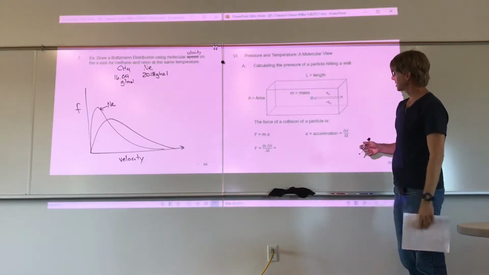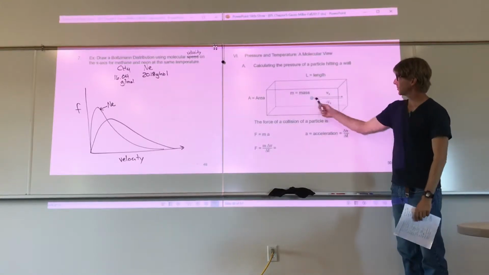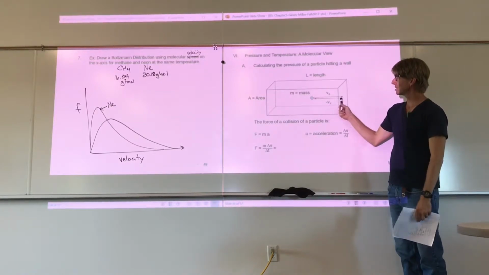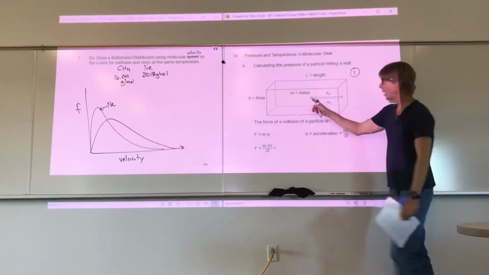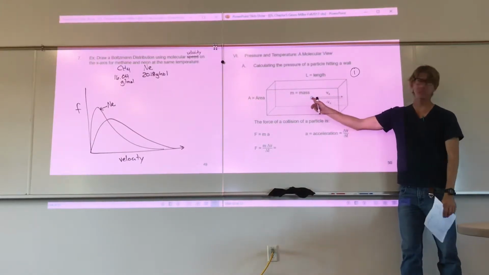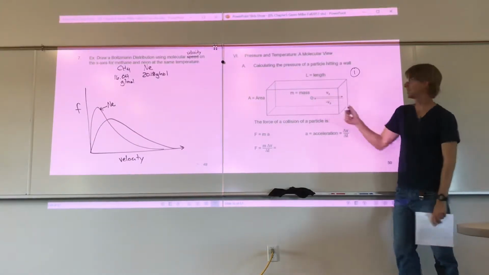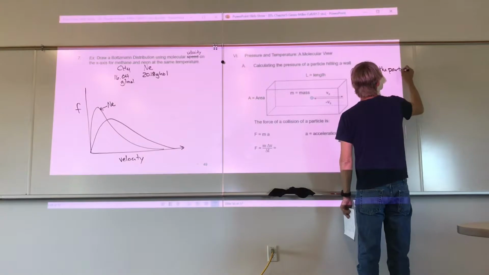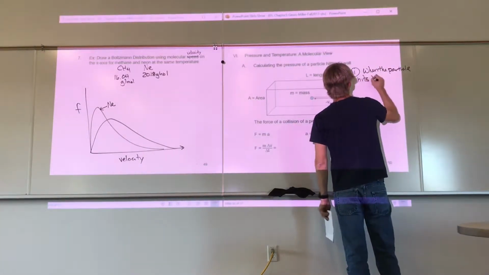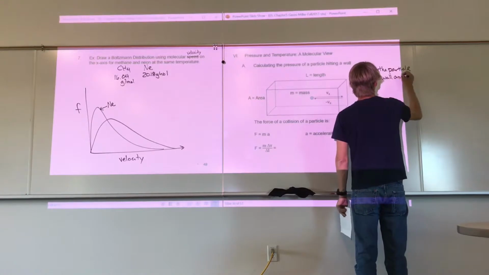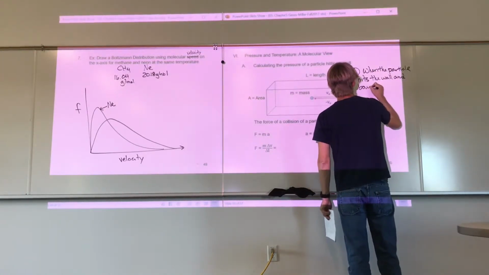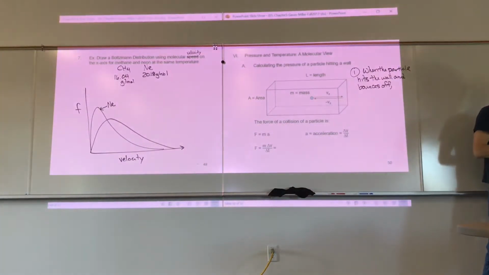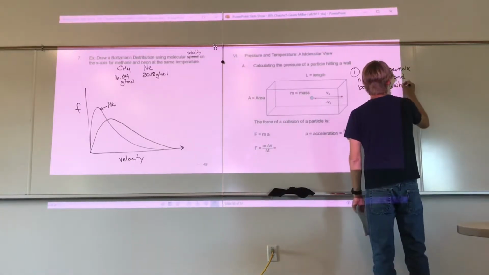We're going to talk just about a couple things. The box is length L. The particle is moving with a velocity x in the x direction. First thing I want to ask you is, when the particle hits the wall and bounces off, what is its change in velocity?